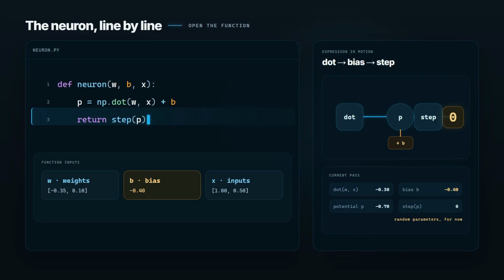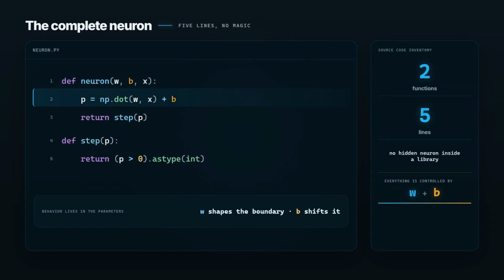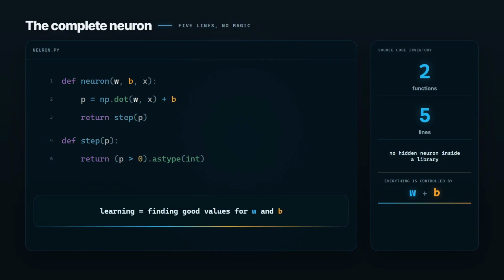With random weights and bias, those answers are random too. And that is the whole neuron. 2 functions, 5 lines. There is no hidden cleverness inside a library. Everything this neuron does is controlled by W and B. Learning will mean finding values for those numbers that produce the right answers.